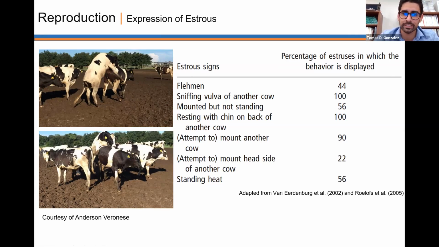All the ones I mentioned here are really specific signs in the cows, and you can see in percentage how the animals express them. Of all the signs, the primary sign, the one that lets you call the animal a cow in heat, is standing to be mounted. In the research they present here, just 56 percent of the animals presented this behavior.